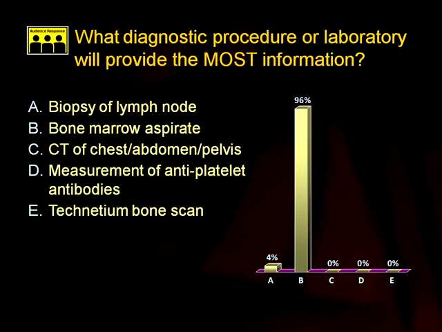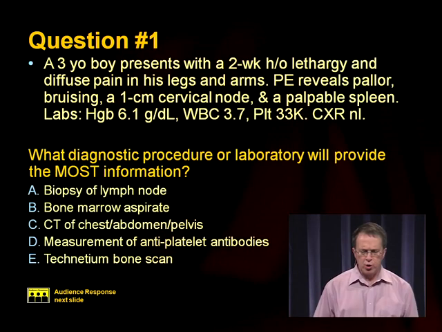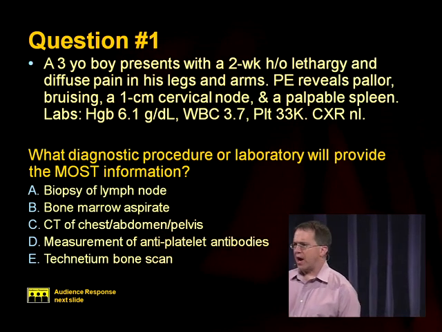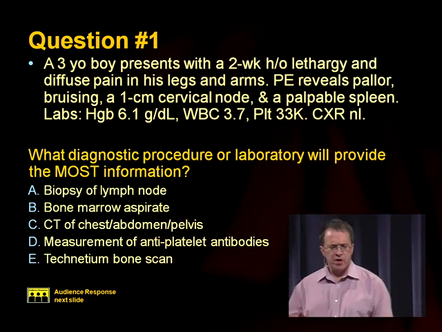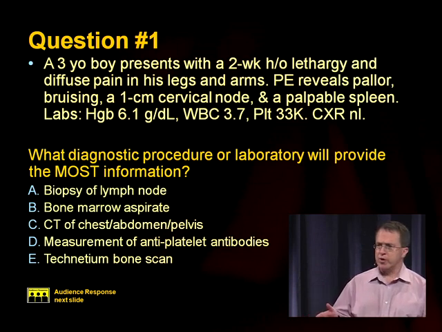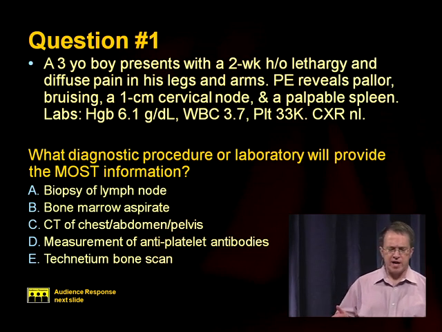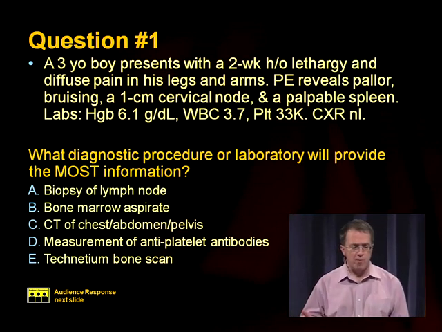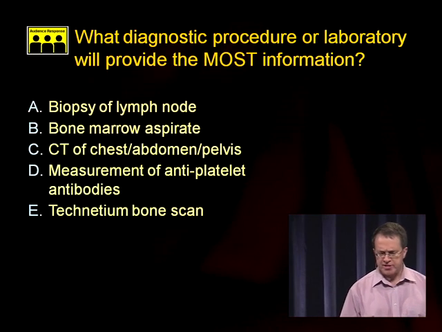So if we were to go back and look at this question, what diagnosis does this child have? This child has pancytopenia, right? All 3 cell lines are down. So in pancytopenia, what's the Willie Sutton test? Well, we've got to look at the bone marrow. So a bone marrow aspirate is the test of choice.